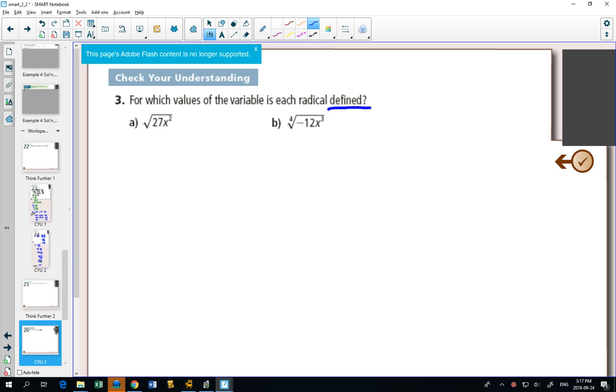Well, for square roots, we know that we can't take the square roots of negative numbers. But when looking at this, will the number inside ever be negative? Could you plug in an x value that would make the number inside be negative? What would happen if I plugged in -1? What's -1 squared? +1 times 27 would be +27. So -1 is okay, because I wouldn't take the square root of a negative. Are there going to be any numbers that make the inside negative?